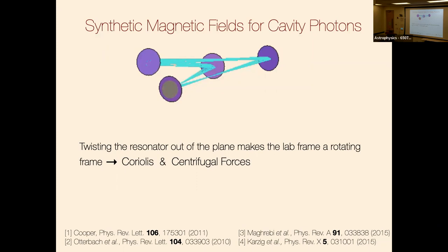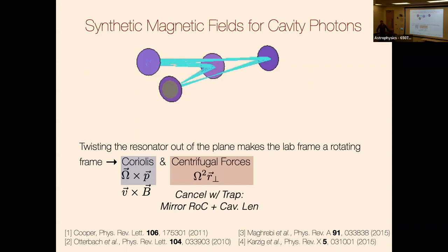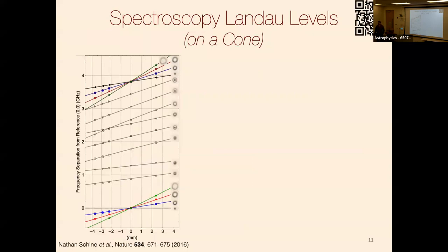It turns out here, because the lab frame is the one that's really rotating, those forces are real. So the Coriolis force, omega cross P, looks an awful lot like V cross B, right? Because V is proportional to P. So this gives us our Lorentz force on the light that we wanted. And this omega squared R is like harmonic anti-confinement. And we just said that the curvature of the mirrors traps the light. So if we have the right amount of curvature, we can cancel that out. And the idea is that then we will be left with Landau levels for light.